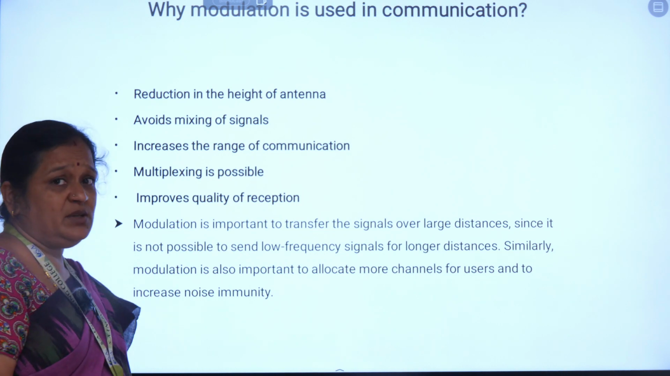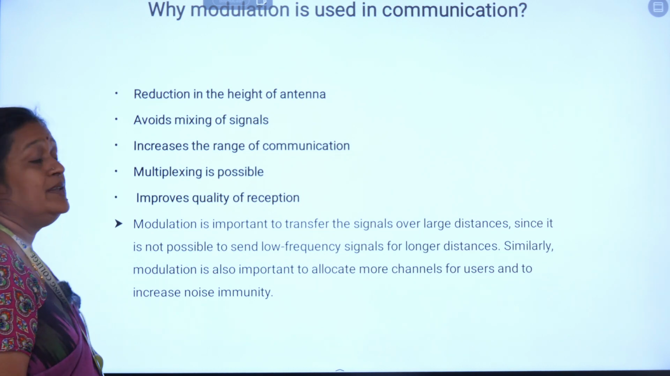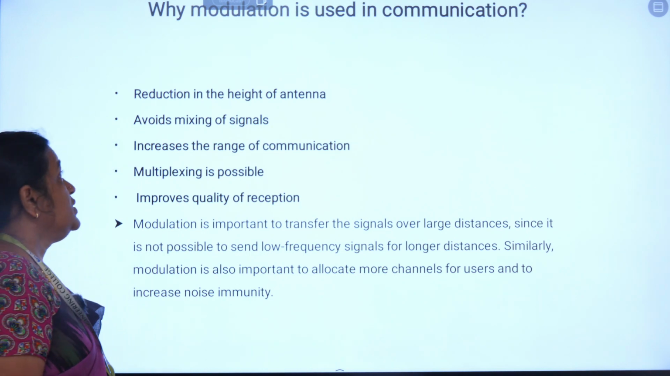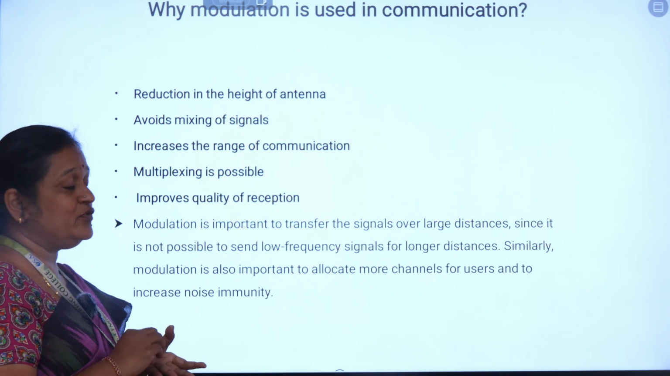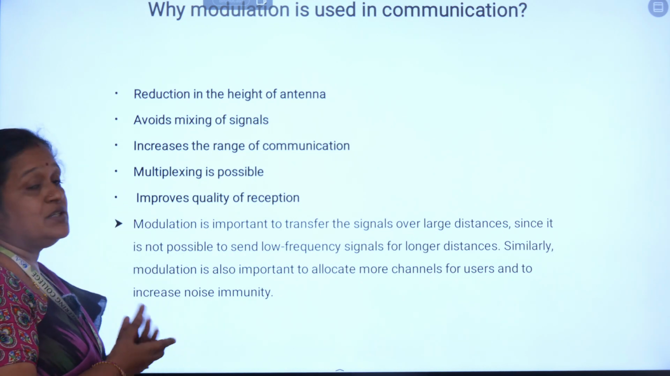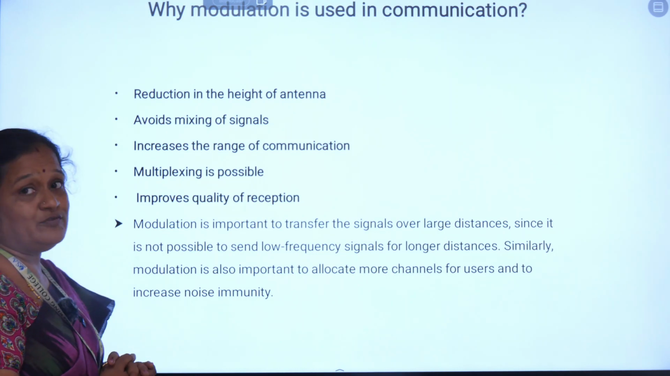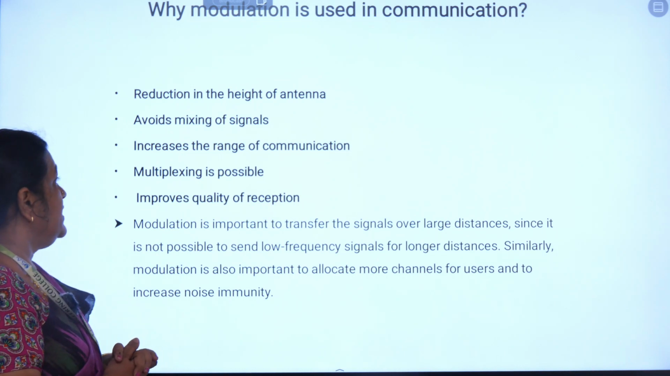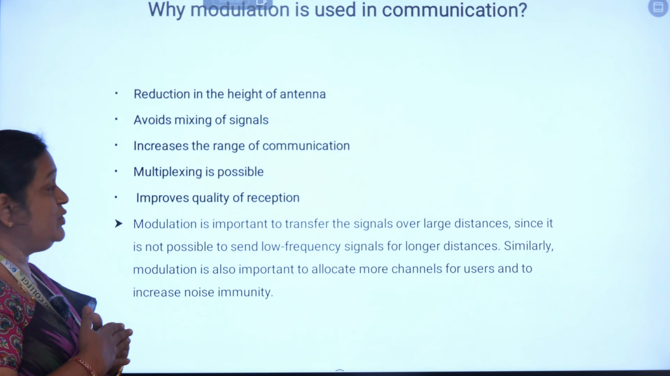Next one is why we need modulation. There are some points, that is reduction in the height of the antenna. That is the main reason we are using modulation, particularly for long distance transmission. So first one is reduction in the height of the antenna. Next one is avoid mixing of signals. Then third one is increases the range of communication, that is longest distance of communication.